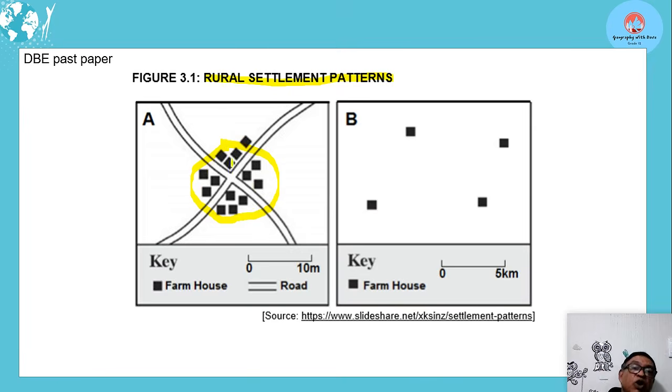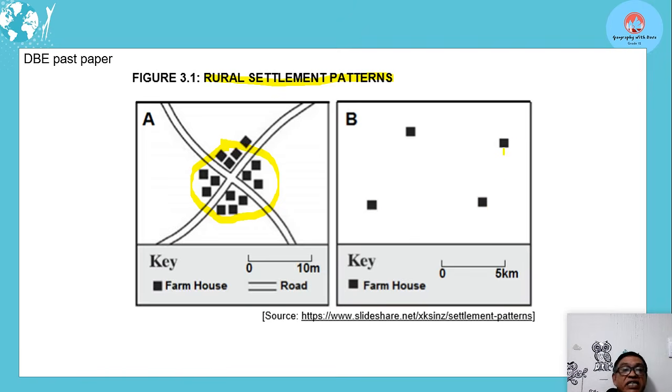People are living closer. Here, I look at the buildings, which are farmhouses, as indicated here. The key is also very important. All right, and this one has a nice scale also. And we can see there's quite a distance between them, kilometers, more than 5 kilometers in some cases. So these buildings are far apart.